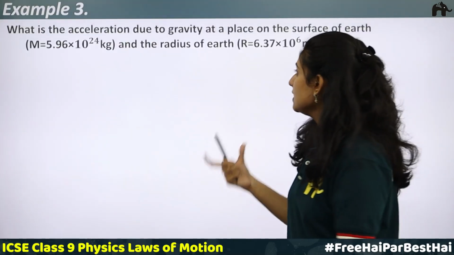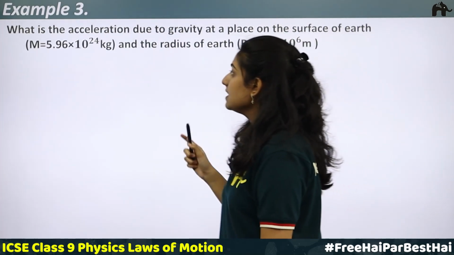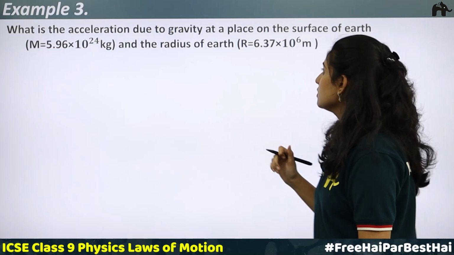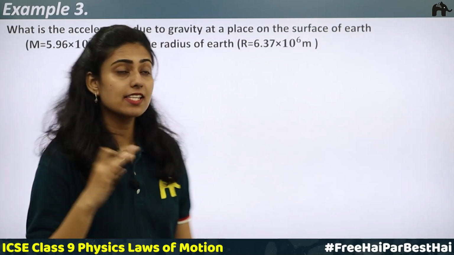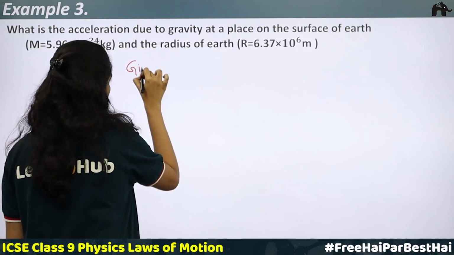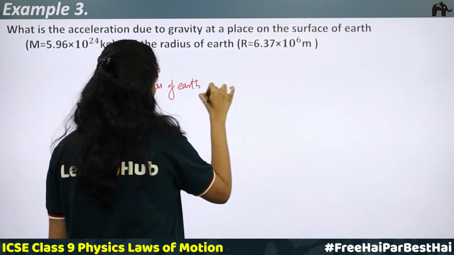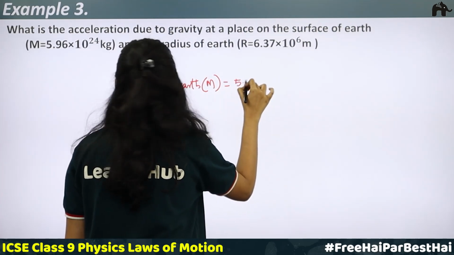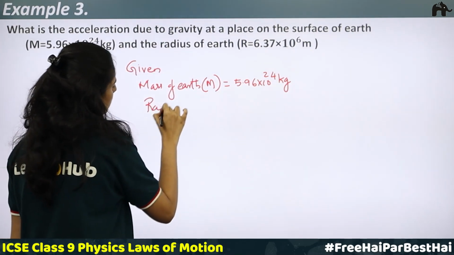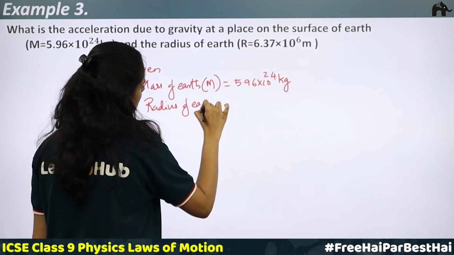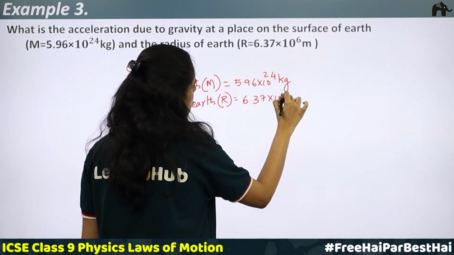We'll take an example. What is the acceleration due to gravity at a place on the surface of Earth of mass 5.96 into 10 raised to 24 kilogram, and the radius of Earth r is equal to 6.37 into 10 raised to 6 meters? We have to find the acceleration due to gravity. Given: mass of Earth m is equal to 5.96 into 10 raised to 24 kilogram. Next, the radius of Earth r is equal to 6.37 into 10 raised to 6 meters.